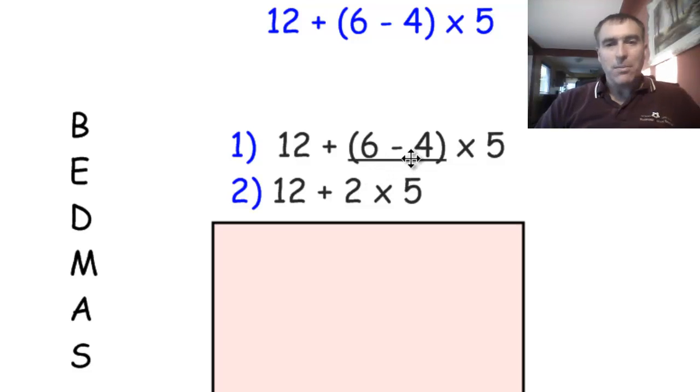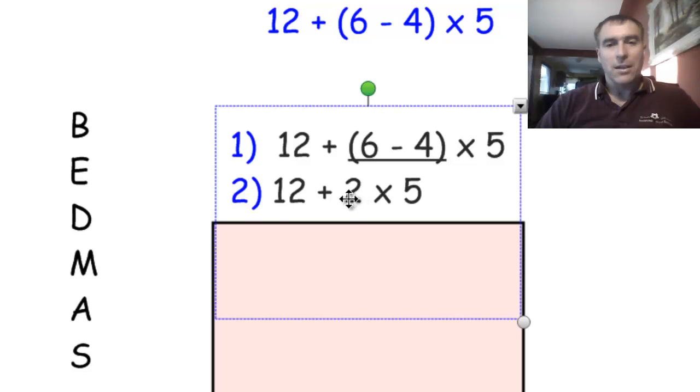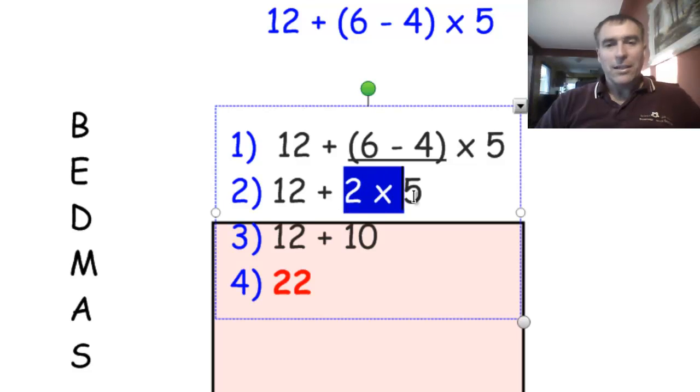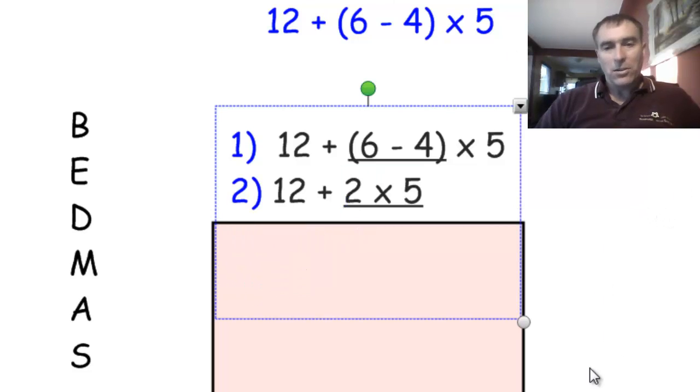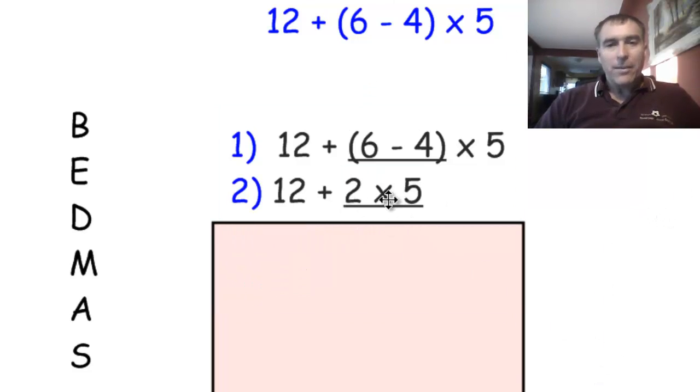So instead of 6 minus 4, we go 6 minus 4 is 2. So we answer with a 2 in the question, and then we just write the rest of the question. So that's just times 5. Now we're down to 2 operations. There's no more brackets, there's no exponents, there's no division. Oh, there is a multiplication, so that's what we do next. So we underline that part of the question, and we know that that's what we're going to answer in our third step.